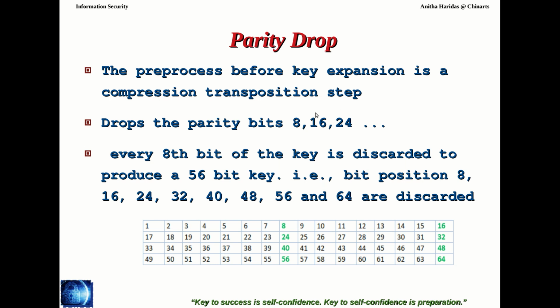So before the key expansion, the compression transposition step will be done, which will be the parity dropper. Key expansion is nothing but the 56 bit key being generated as a 48 bit key for each round. That is what you call the key expansion process. The compression transposition is nothing but dropping the parity, which will be done by the parity dropper.